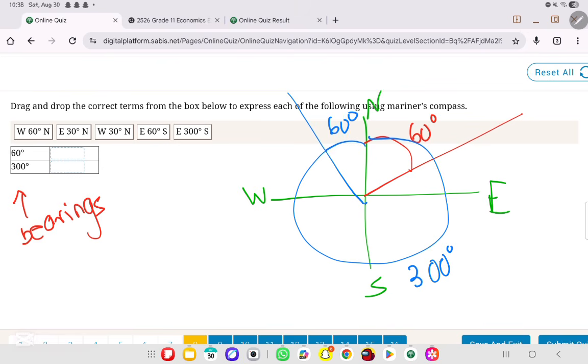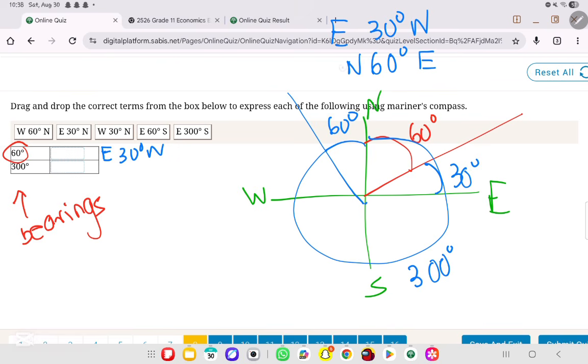Now, they want us to find, using Mariner's compass, the equivalence of 60 degrees, okay? 60 degrees, as you can see over here, can be written as north 60 degrees east, or, don't forget that this is also 30 degrees, it can be written as east 30 degrees north, right? So this is east 30 degrees north. Why? Because the first form isn't in any of our options, so we'll use the second option.